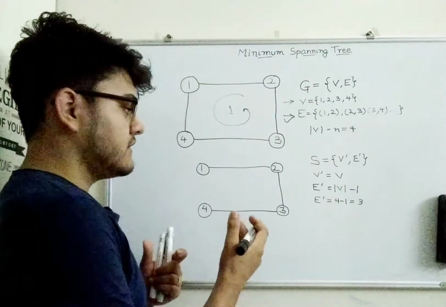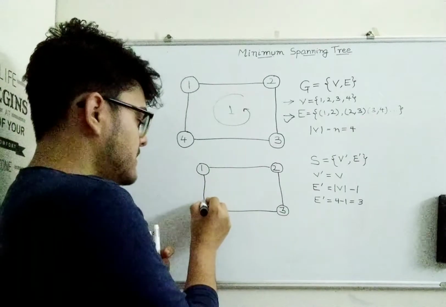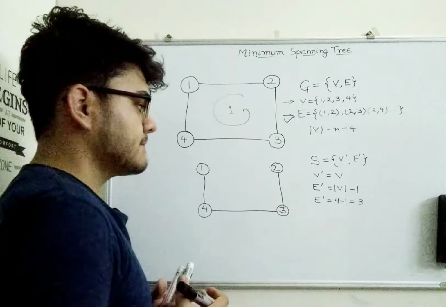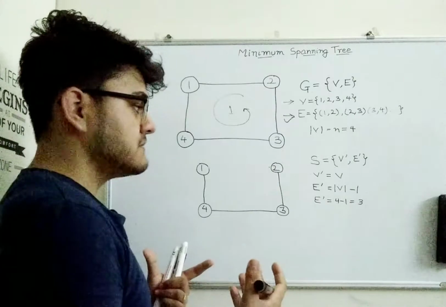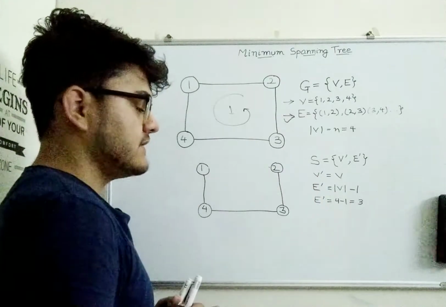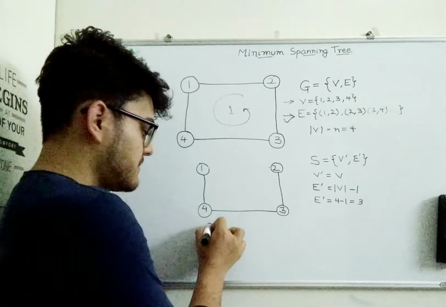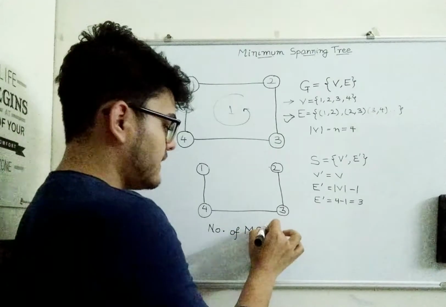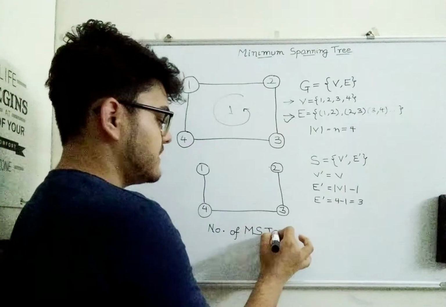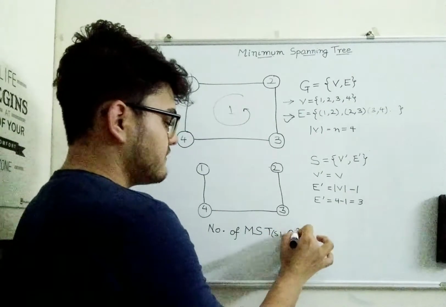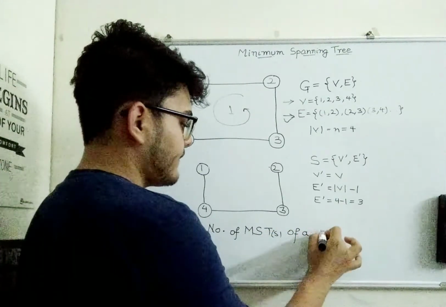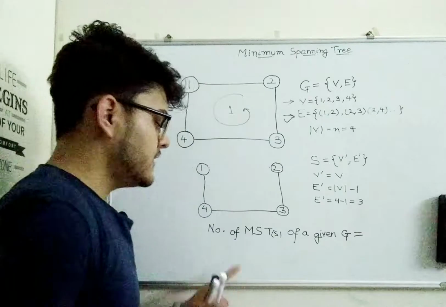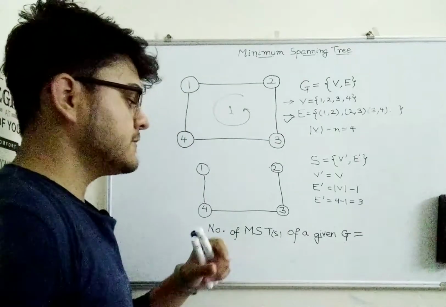Similarly, someone can say, what if I don't want to remove this edge, but instead I remove this edge? This will also be a minimum spanning tree. So there will be some combinations of minimum spanning trees, and we are now going to see that. So the question is the number of minimum spanning trees. I'm going to write here MST, the number of minimum spanning trees of a given graph G is equal to, so we want to find out how many minimum spanning trees there will be.